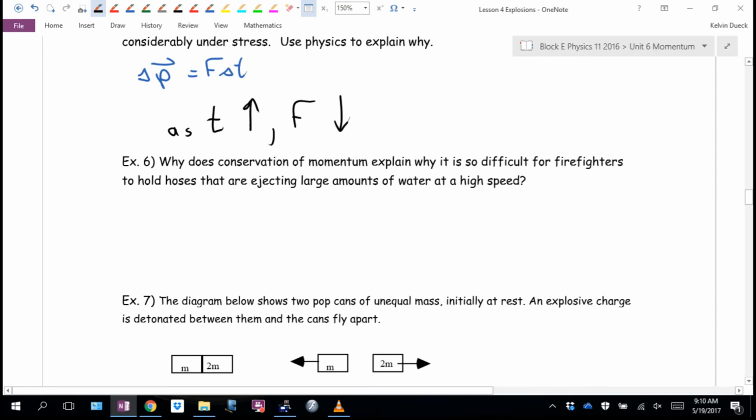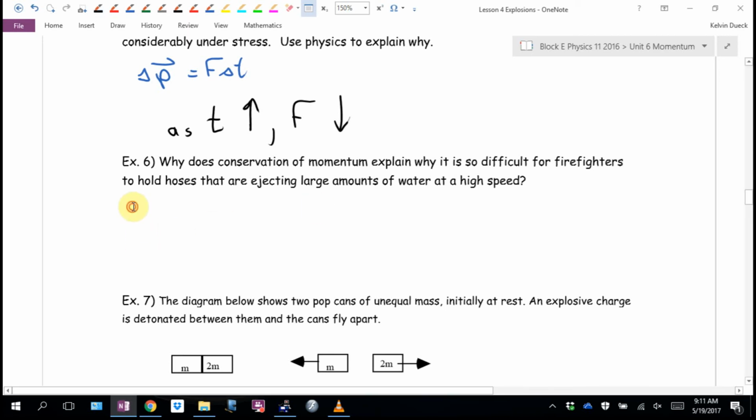Why does conservation of momentum explain why it's so difficult for firefighters to hold hoses that are ejecting large amounts of water at a high speed? You can sort of think of a fire hose as a controlled explosion. Before you turn the water on, what's the momentum of everything? So what's the momentum after? Still zero. If the water gets a momentum forward, what does the hose get? A momentum in which way? Yeah, backward. And there's a lot of mass times velocity coming out that fire hose.